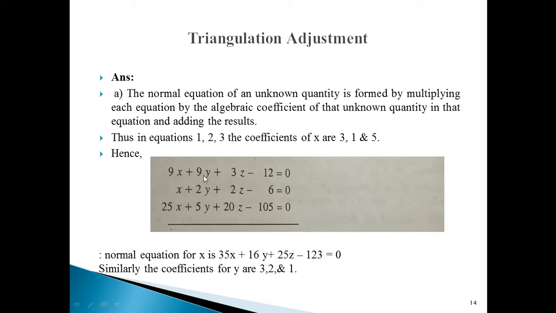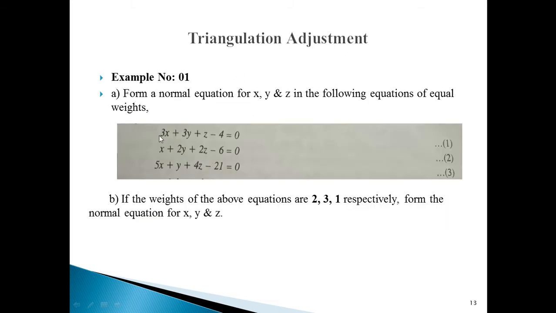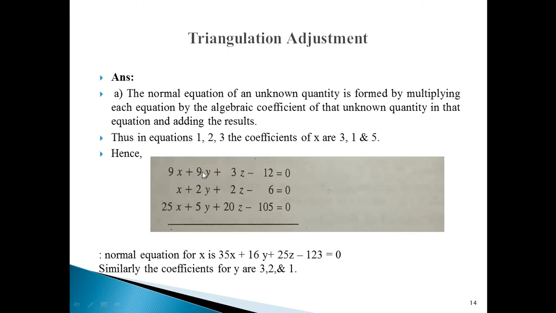Multiply the first equation by 3, so it is 3 into 3, 3 into 3, 3 into 1, 4 into 3. Second equation by 1, third equation by 5. So 9x plus 9y plus 3z minus 12. Again the second equation and third equation, and at the end their summation. So it is 9 plus 1 plus 25, which is 35x; 9 plus 2 plus 5, 16y; 3 plus 2 plus 20, 25z. That is the total addition. So this is the normal equation for x.